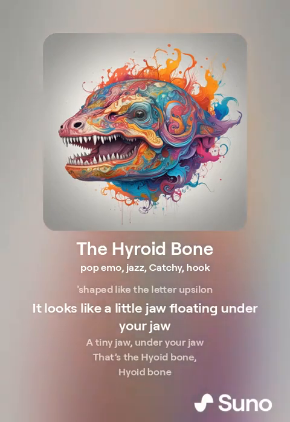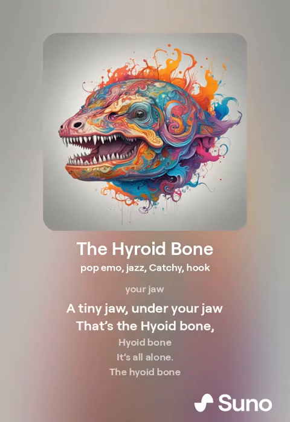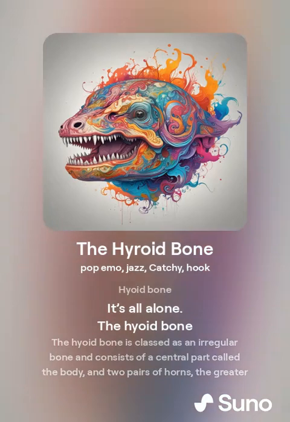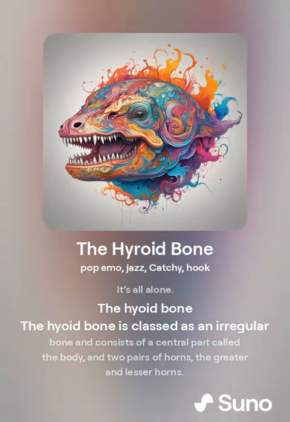It looks like a little jaw floating under your jaw, a tiny jaw under your jaw. That's the hyoid bone, the hyoid bone. It's all alone, the hyoid bone, the hyoid bone.